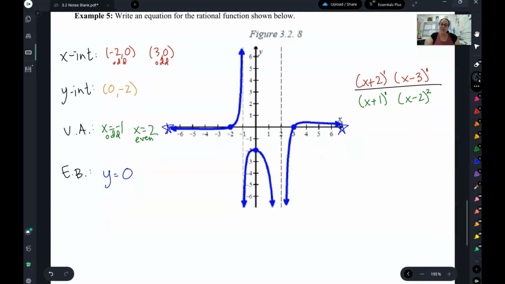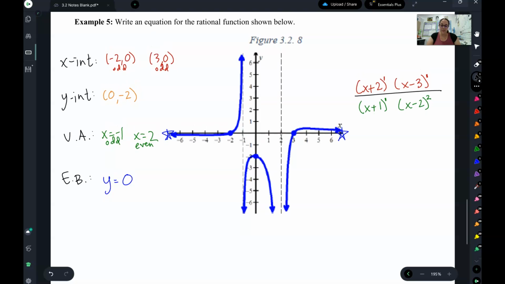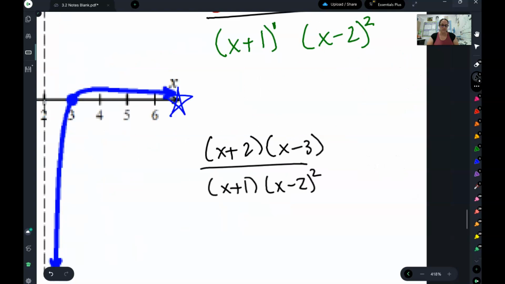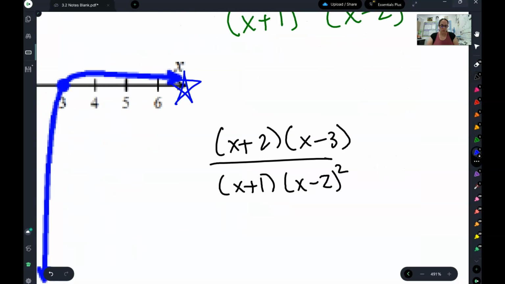So what I'm going to do next is check the end behavior. If I check the end behavior of what I've got, this is in factored form, so that's where I'm going to do just like we did in the last video. Get rid of the small stuff, keep the leading terms, and multiply what we have left. So get rid of the 2, the -3, the 1, and the -2, and see what I have left.